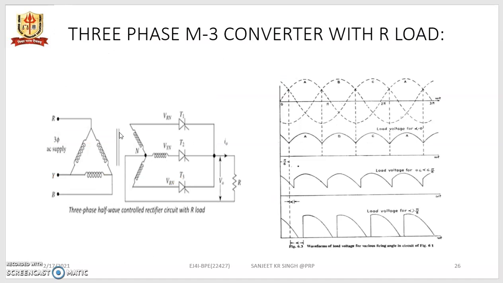Now here we see a basic circuit arrangement for M3 converter, that is 3-phase converter or rectifier with R load. The load is connected between common cathode and the star or neutral point. Primary is generally delta, and secondary is connected in a star configuration. It is a half wave controlled rectifier.